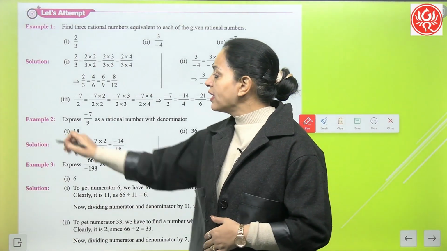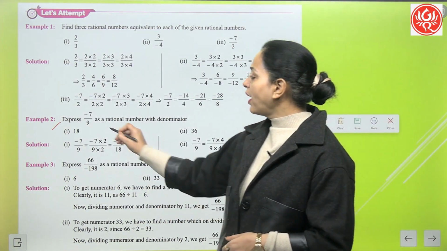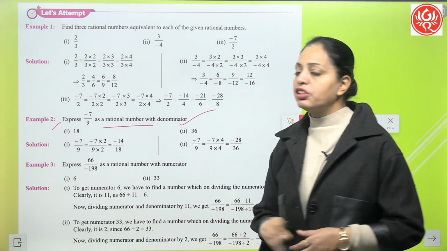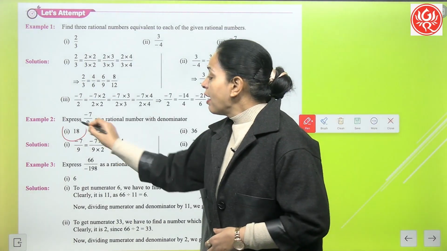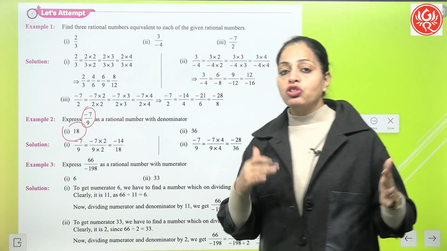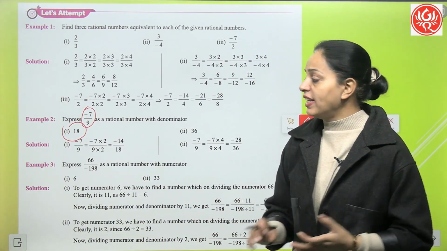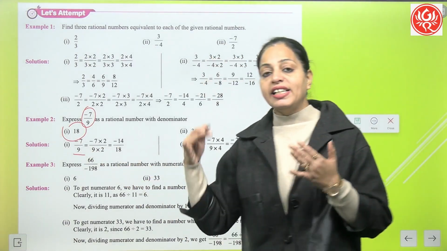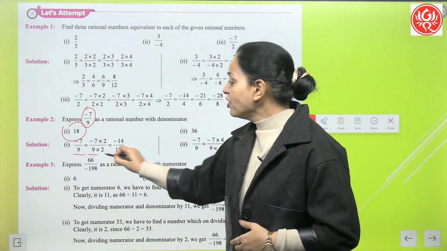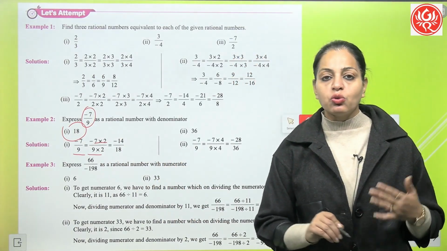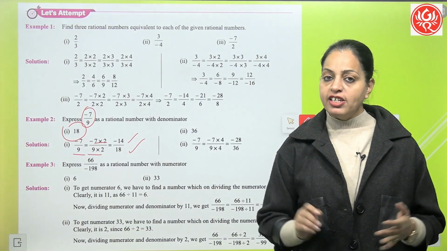Now come to the next, example 2. Express minus 7 by 9 as a rational number with the denominator 18. The first part is 18. We have to change minus 7 by 9 so that the denominator becomes 18. Now see, how will 9 become 18? You know very well, 9 twos are 18. So 9 into 2, minus 7 into 2. So what is that? This is minus 14 upon 18, right?